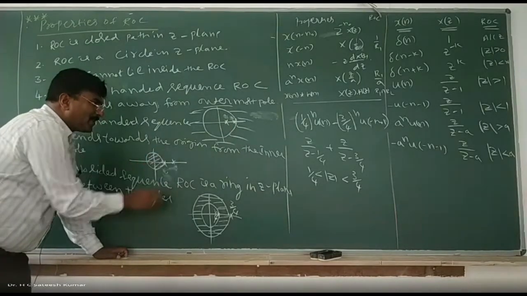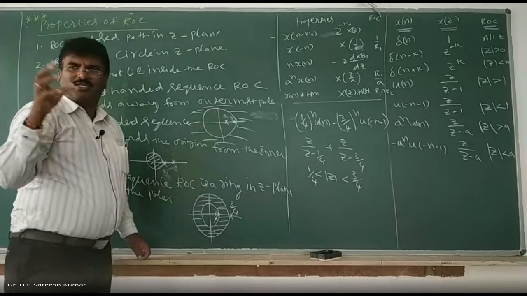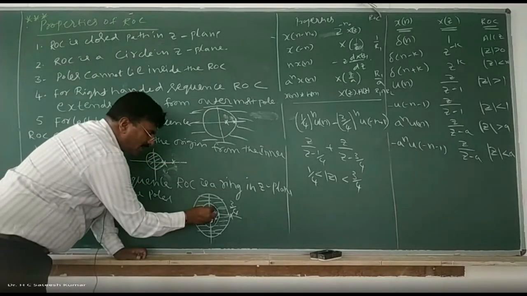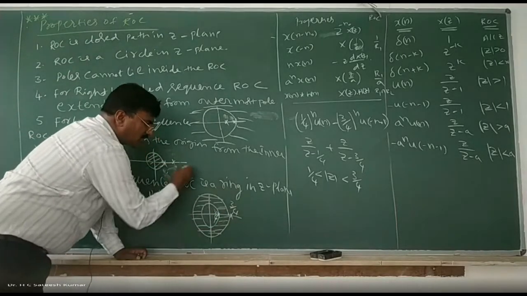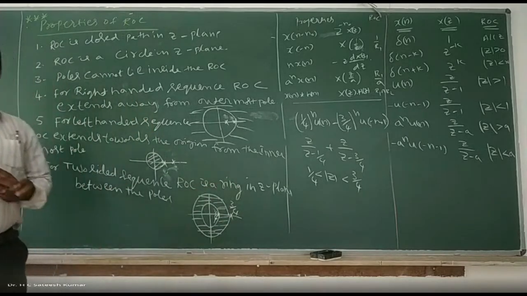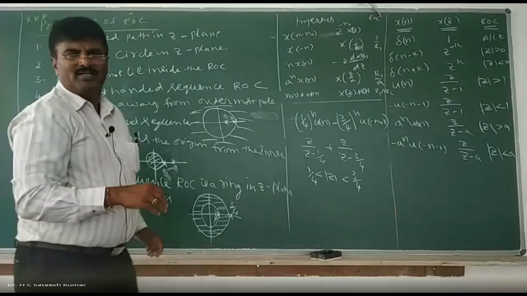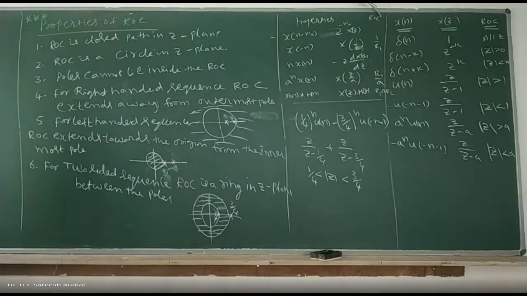Then what about the empty space? This empty space indicates what? X of z is infinity. Here also X of z is infinity, and here also. So what you should understand is, wherever the empty space is, X of z is infinity. Wherever the shaded area is, X of z is obtainable.